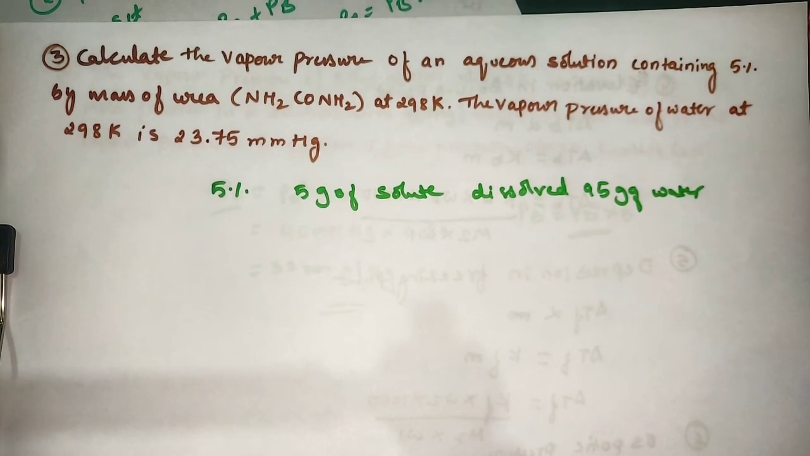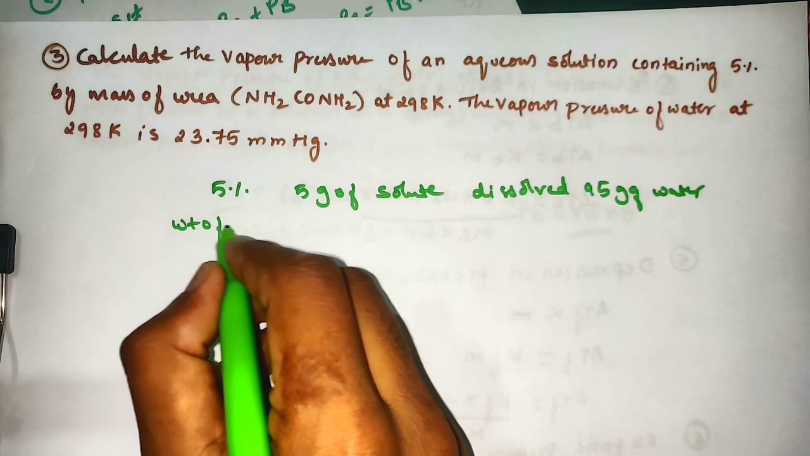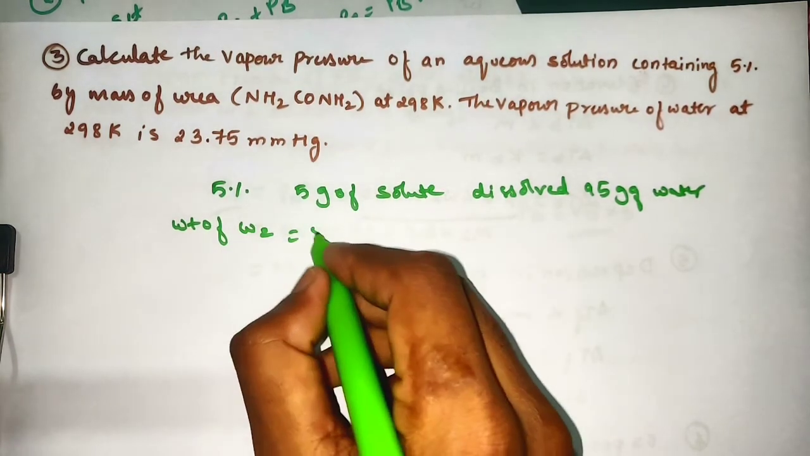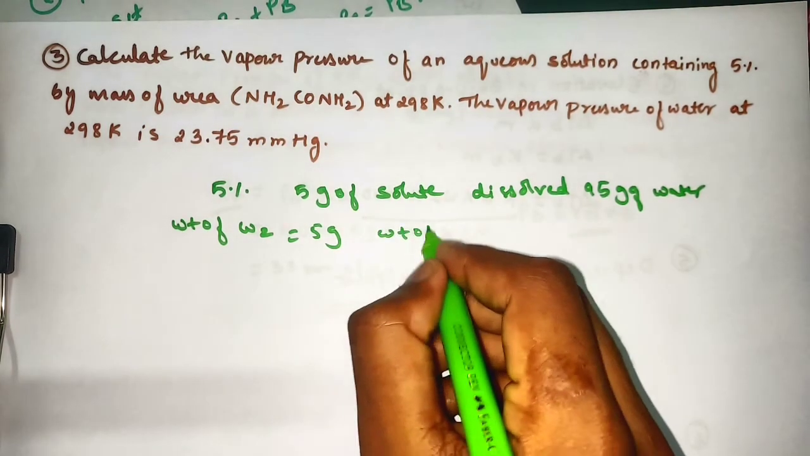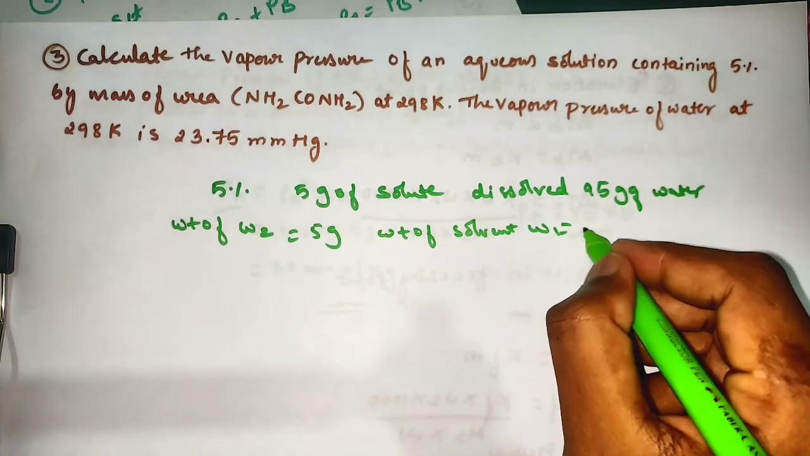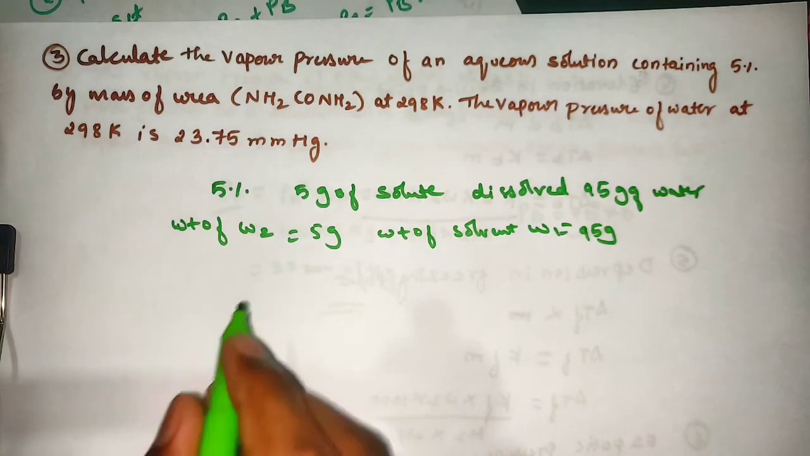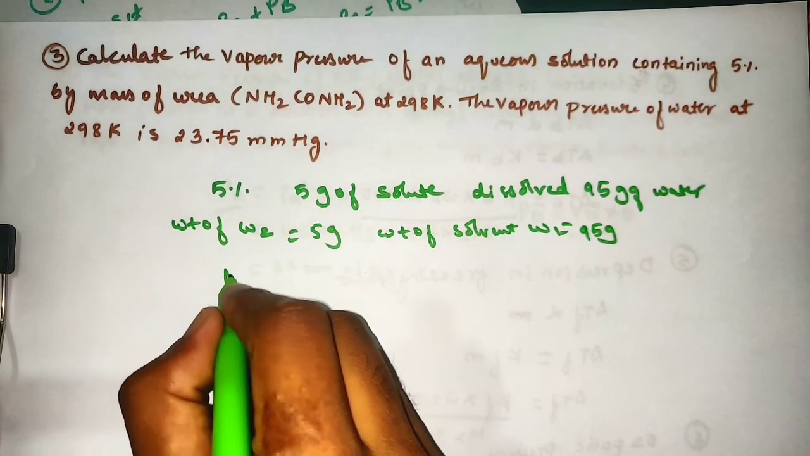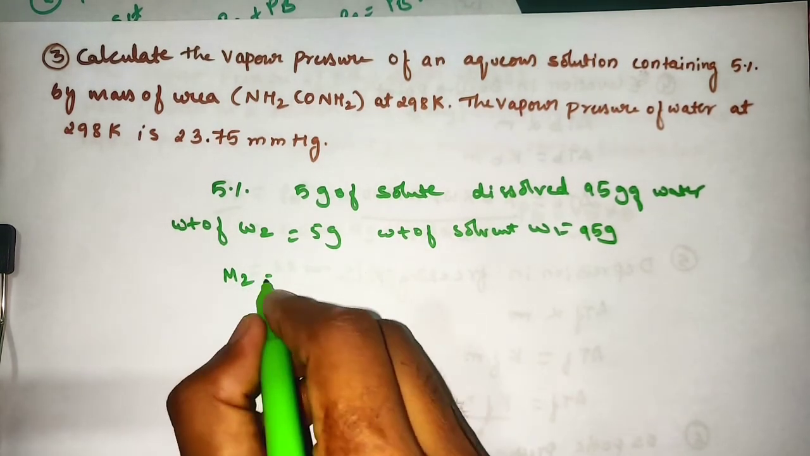Now, what is the weight of urea? The weight of urea, W2, is equal to 5 gram. The weight of solvent, W1, is 95 gram. What is the molecular mass of urea? The molecular mass of urea is 60, so M2 of urea is 60.